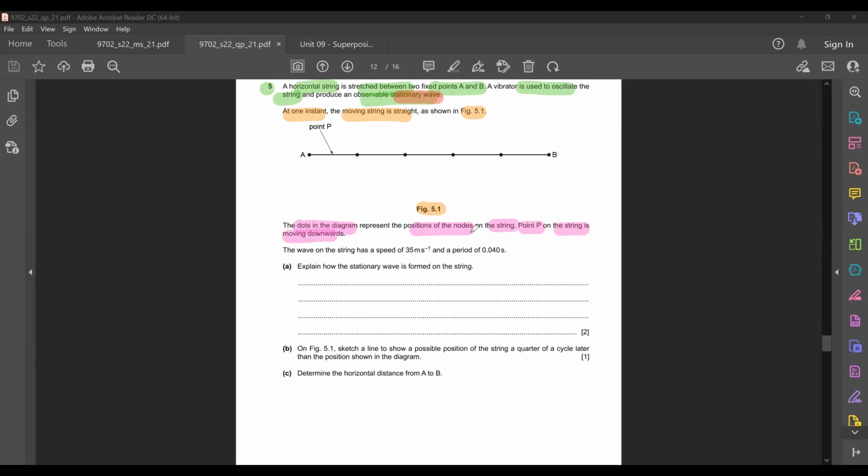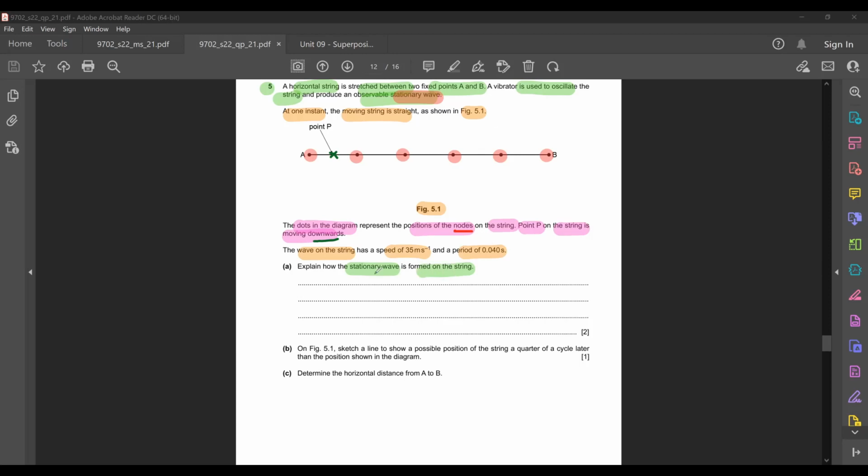Okay, so whatever dots that you're looking at on the screen right now, those are actually the positions of the nodes. And particularly point P right over here is actually moving downwards. Now they tell you that the wave on the string has a speed of 35 meters per second and a period of 0.04 seconds. Explain how stationary wave is formed on the string.